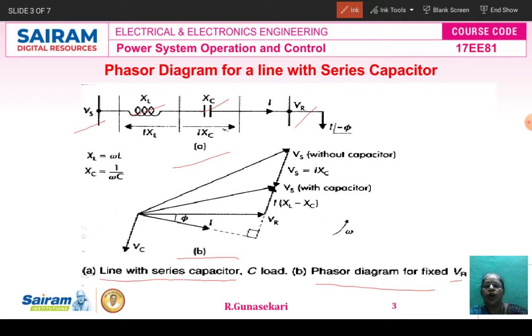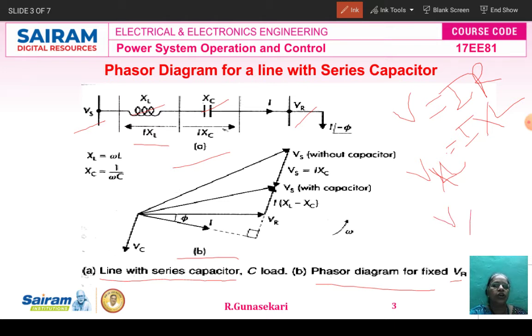The voltage drop across the inductive reactance XL is I into XL. Simple logic: Ohm's law says voltage is current multiplied by resistance. Here it is reactance, so the voltage across the inductance, VXL, is I into XL. The voltage across the capacitive reactance is I into XC. Same logic I am using. So the voltage drop across the inductive reactance XL is I XL, and the voltage drop across the capacitive reactance XC is I XC. I is the current flowing through the transmission line.